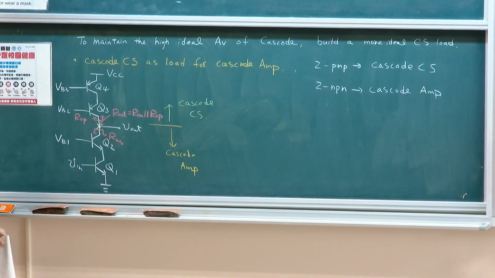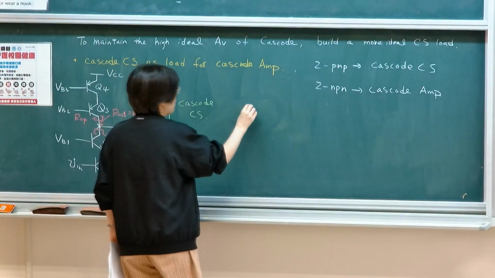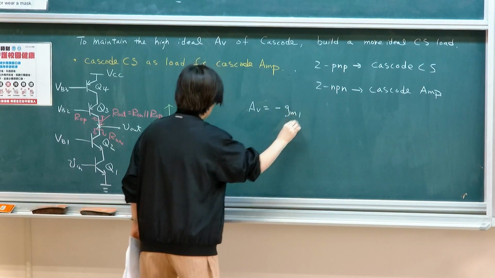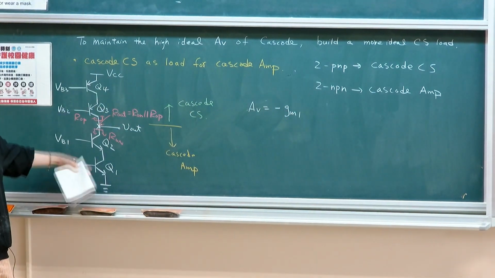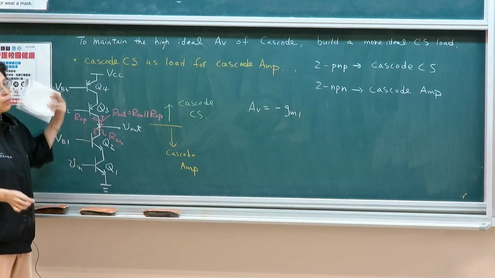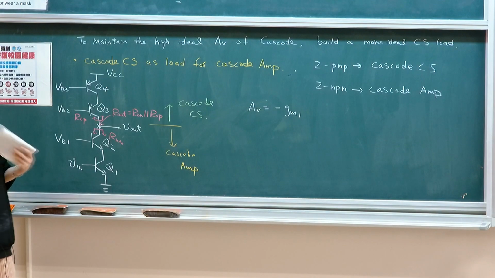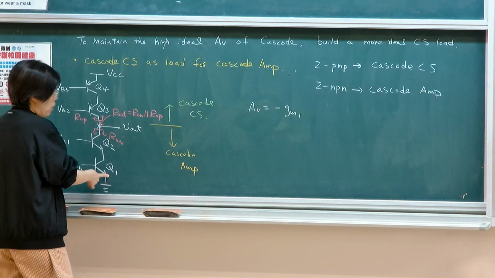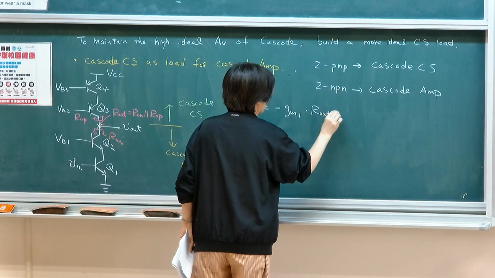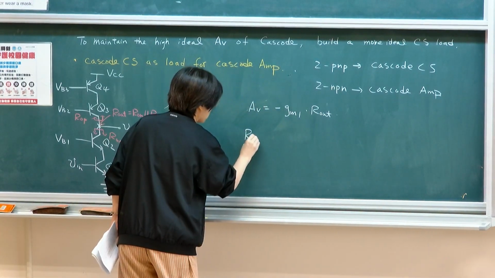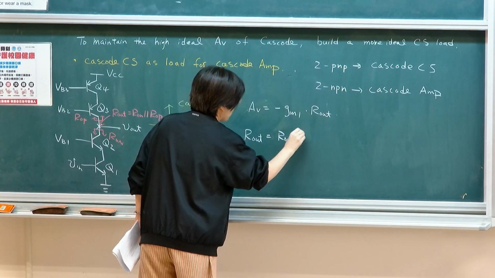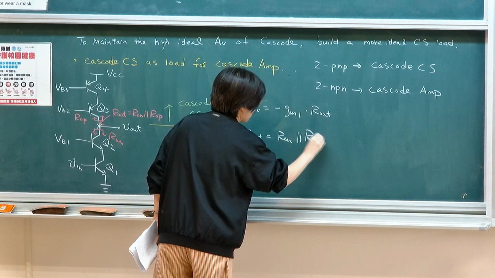So how does one maintain? The gain will still be the same. We know that the voltage gain will be minus GM1, because this is the key modulation factor, even though all of them should be the same. There might be difference between NPN and PNP. But basically, it's GM1 times R out. So what is R out? It will be RON in parallel ROP.